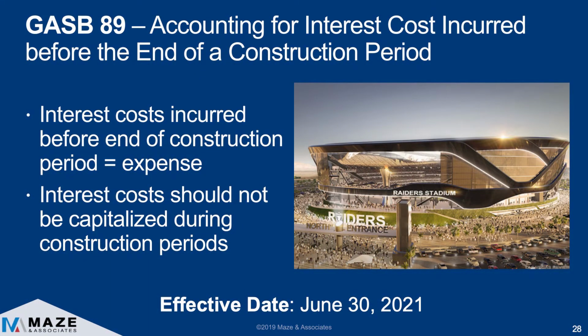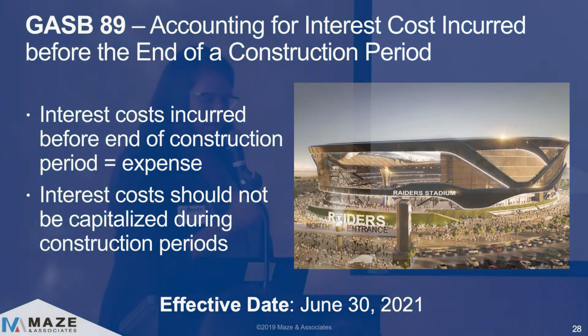Okay, so this one is kind of a baby one. This is GASB 89, which is accounting for interest costs incurred before the end of a construction period. Under current governmental accounting standards, governments with a business type activity or enterprise fund are required to capitalize interest costs during the period of construction as a part of the cost of the capital asset.